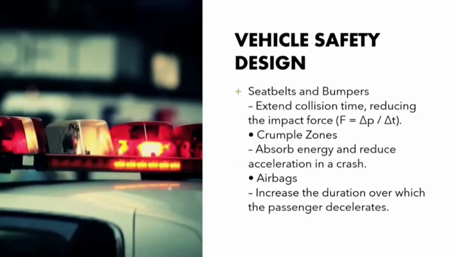And then is the vehicle safety design. In car design, engineers manage impulses to protect passengers. Seatbelts, bumpers, and crumple zones are designed to prolong the collision time and route the force. Airbags also extend the time over which the passenger's body decelerates, reducing the peak force experienced. Modern cars are far safer than older models.